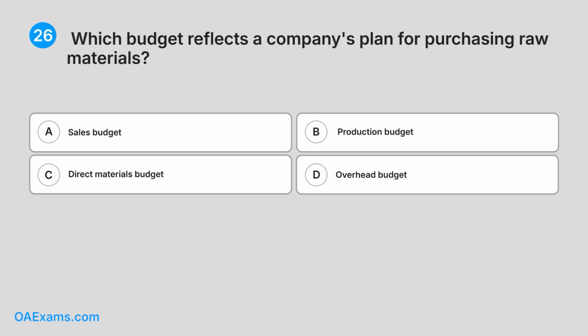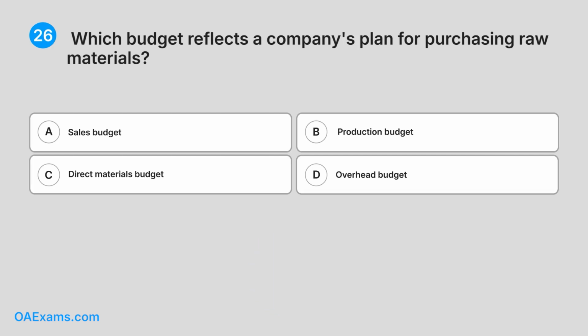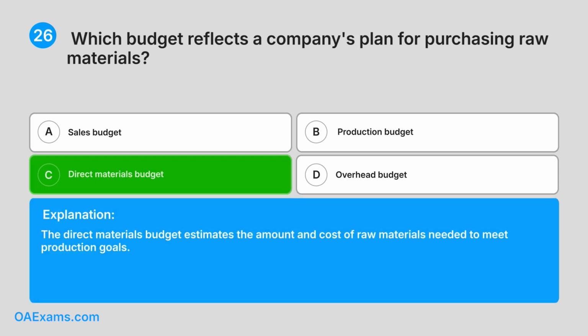26. Which budget reflects a company's plan for purchasing raw materials? A. Sales budget. B. Production budget. C. Direct materials budget. D. Overhead budget. Do you know the answer? Correct answer: C. Explanation: The direct materials budget estimates the amount and cost of raw materials needed to meet production goals.